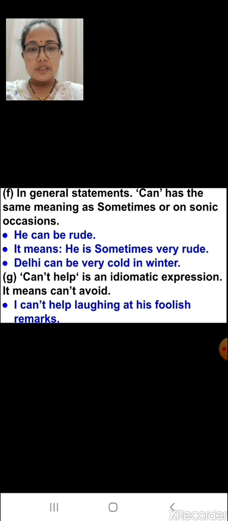In general statements, can has the same meaning as sometimes or on some occasions. For example, number 1, he can be rude. It means he is sometimes very rude. Number 2, Delhi can be very cold in winter. Can't help is an idiomatic expression. It means can't avoid. I can't help laughing at his foolish remarks.